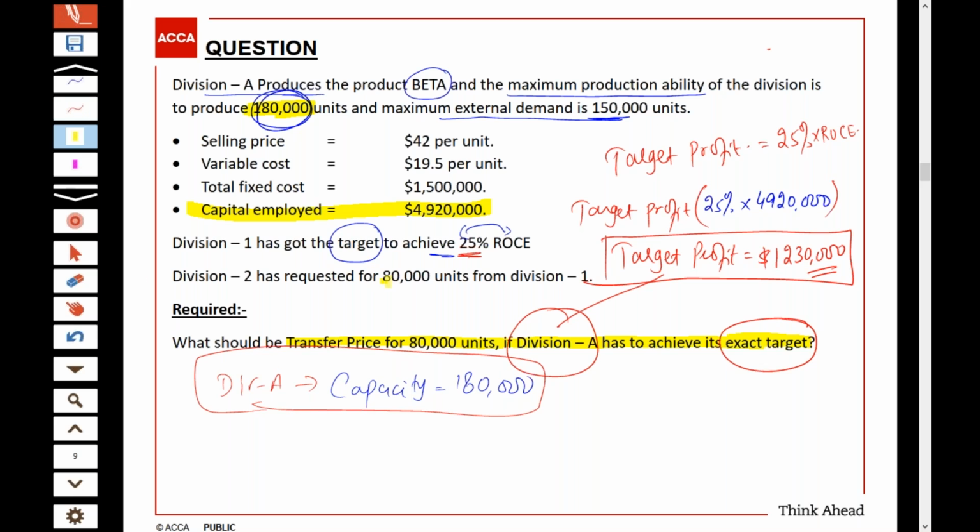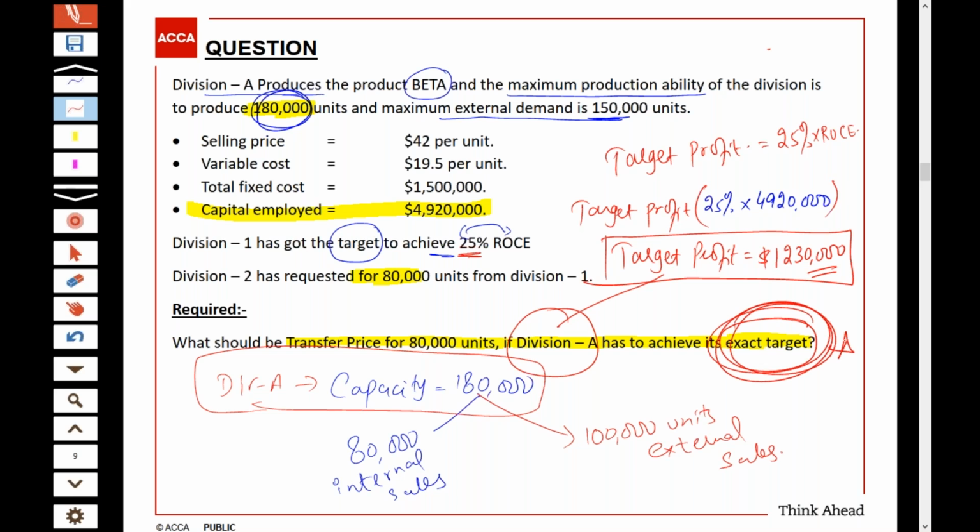Now see, division 2 has requested 80,000 units. It will transfer 80,000 to internal sales and will be making 100,000 units of external sales. Now you might be arguing that, sir, it will be losing the contribution. Forget that. Just focus on the target. Once the target is there, there should be no other focus.